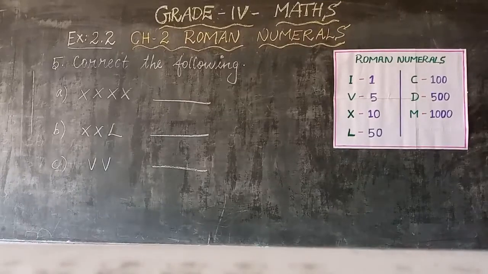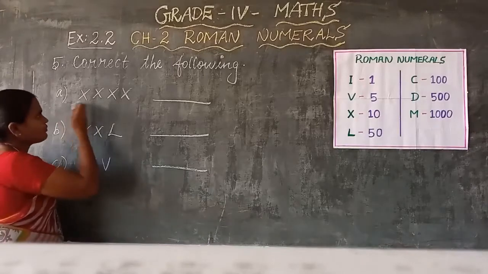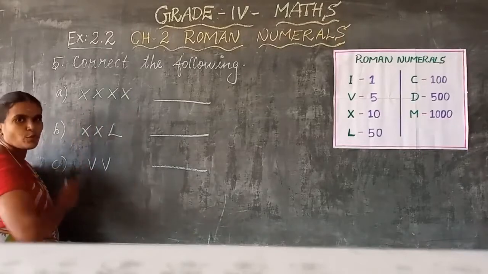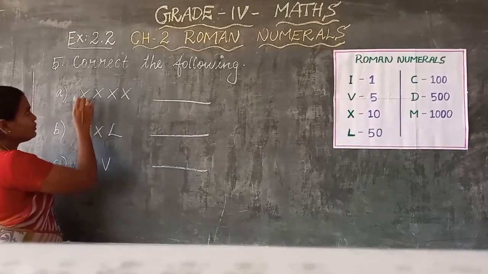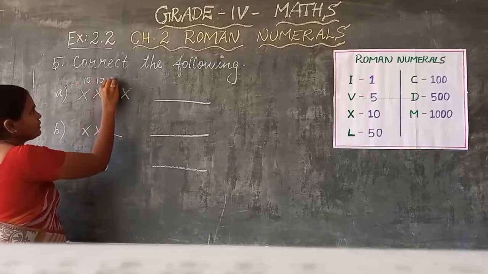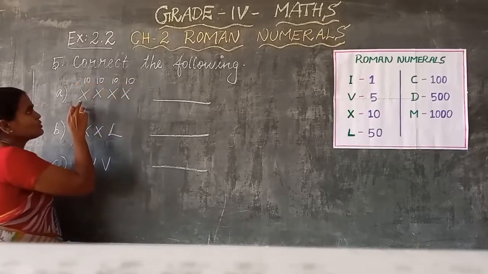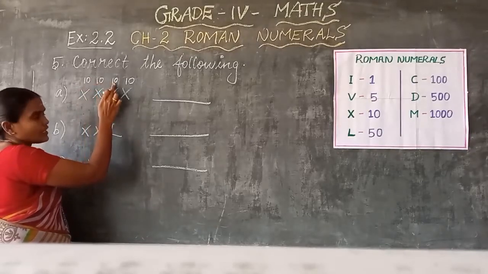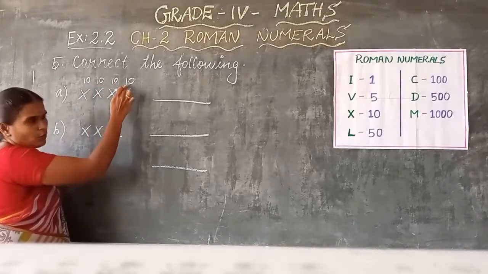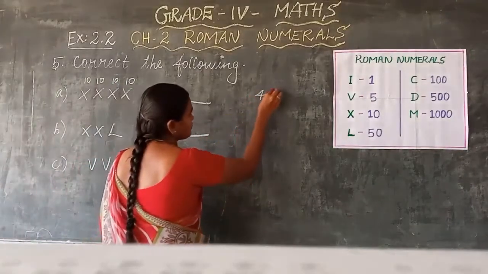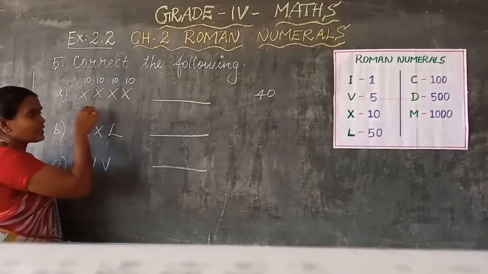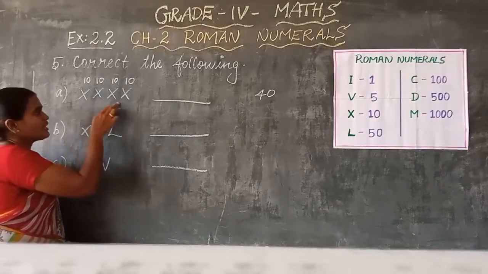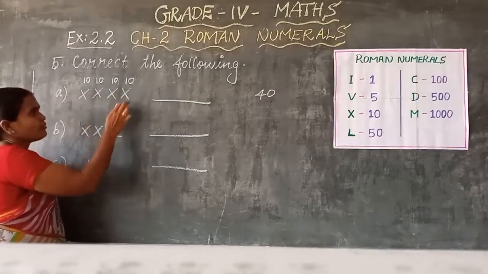So fifth one, correct the following. Here, given Roman numerals, this one is wrong. You write the correct Roman numeral. X value 10. Repeated means addition, so 10 plus 10, 20, 20 plus 10, 30, 30 plus 10, 40. So that is 40. We know the rule: X can be repeated maximum 3 times only. So here, given 4 times, this Roman number is wrong.